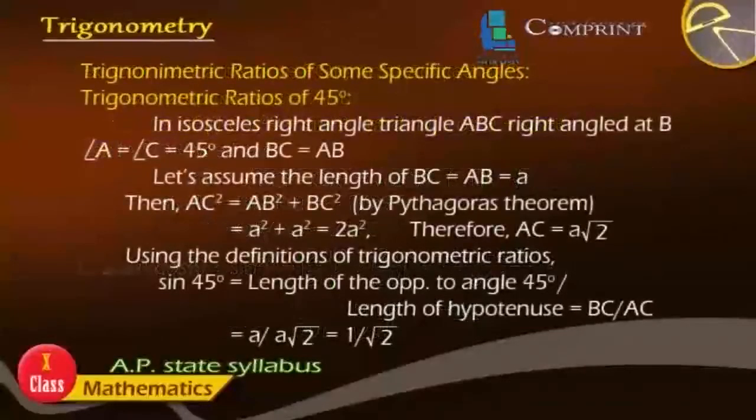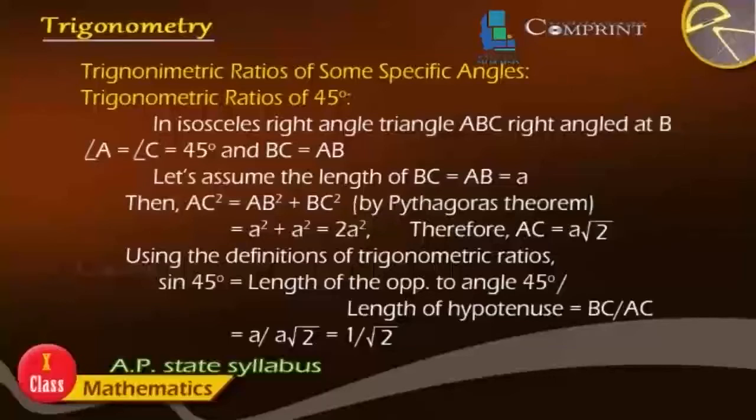Trigonometric ratios of some specific angles. Trigonometric ratios of 45 degrees. In isosceles right angle triangle ABC, right angle at B, angle A is equal to angle C is equal to 45 degrees and BC is equal to AB. Let us assume that the length of BC is equal to AB is equal to small a.